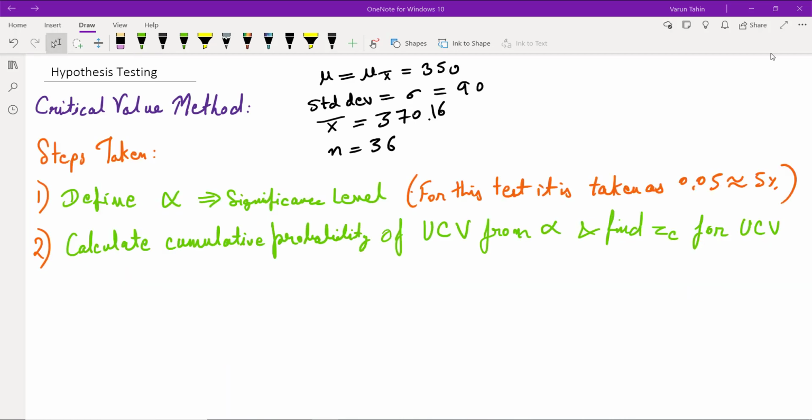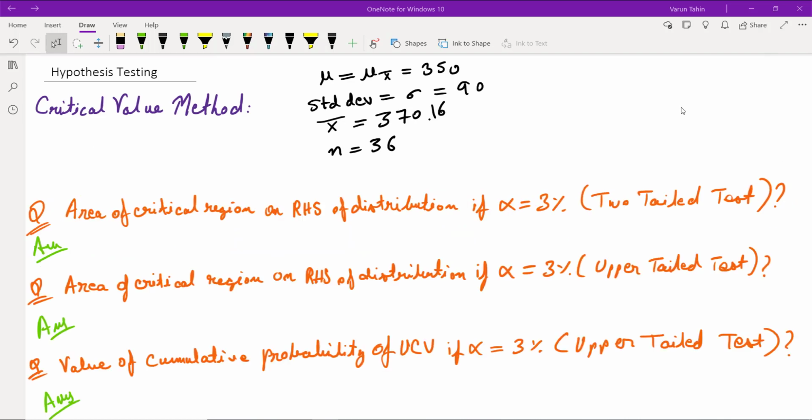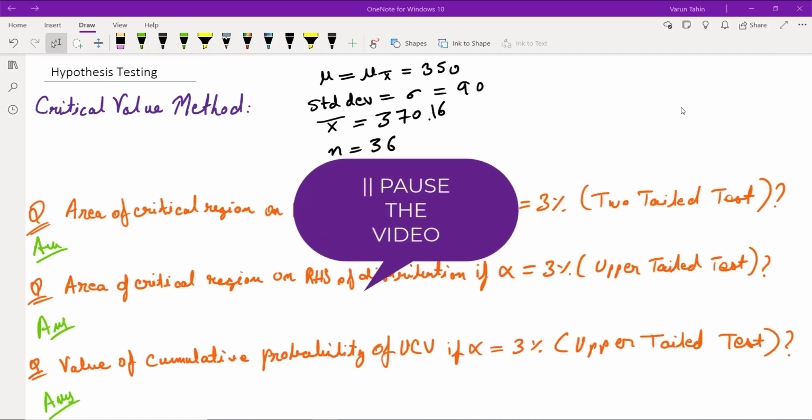So let us just recap the steps we have done till now. First we defined a new quantity called alpha, which is also known as the significance level for the test, and it refers to the proportion of the sample mean lying in the critical region. For this test, we have taken this alpha as 0.05 or 5%, and then we calculated the cumulative probability of the upper critical value or UCV from the value of alpha, which is further used to find the Z critical for the UCV.